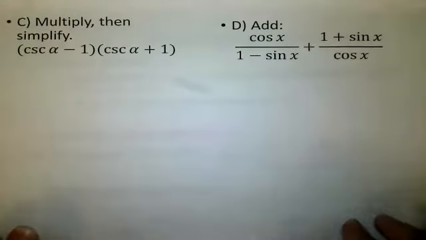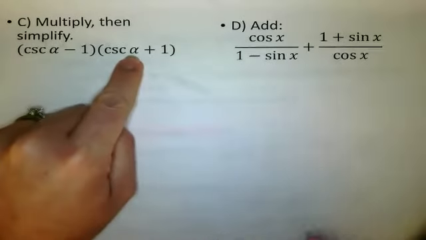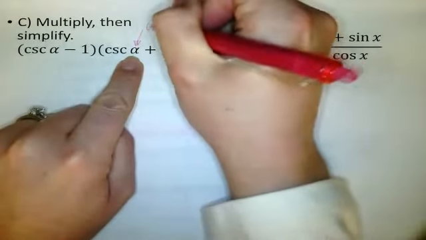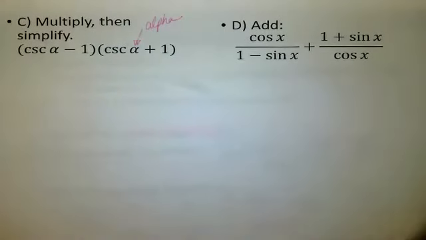All right, last two here. Multiply, then simplify. Multiply, then simplify. What is this letter here? Alpha. Alpha, that's Greek. The Greek alpha, Greek A. Multiply, then simplify.